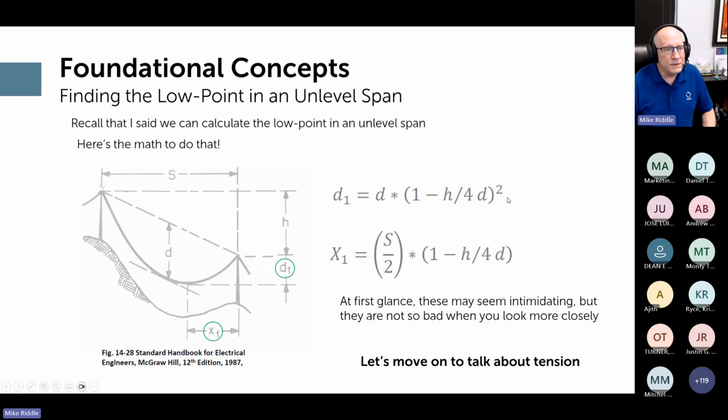Now, at first, this might look intimidating, but it's really plug and play. So you have your span length, you know your sag here. So the amount of sag at the low point is this formula, and exactly where it is within the span is this formula. Not too hard.